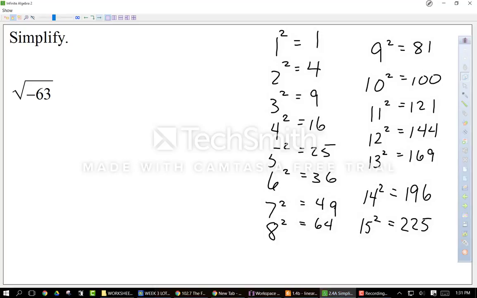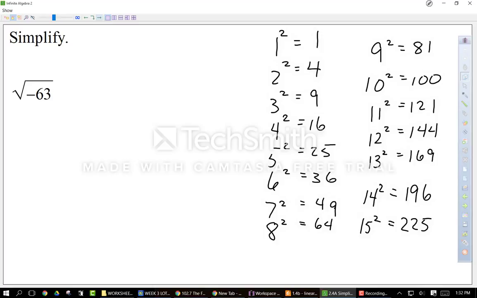Square root of negative 63. I said two problems ago that we can't have a negative inside a square root. Technically that's true in terms of real numbers. It's not a real number if I have a negative inside, because a negative number times a negative number will always give me a positive number. No number times itself will give me a negative.